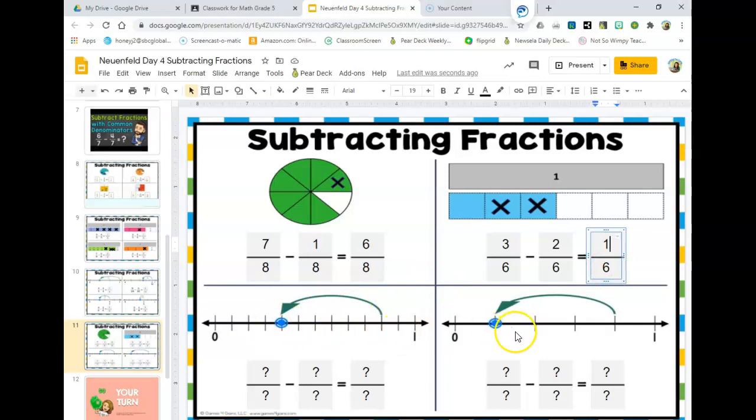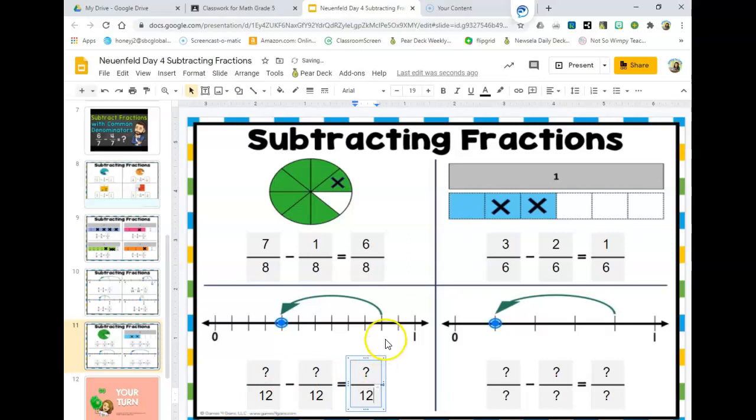Now, these ones are slightly trickier because you have a number line. So we need to count how many parts are on this number line. 1, 2, 3, 4, 5, 6, 7, 8, 9, 10, 11, 12. Notice how I didn't start counting with the 0. Start counting right here. So that means my denominator is going to be 12 on all of these.